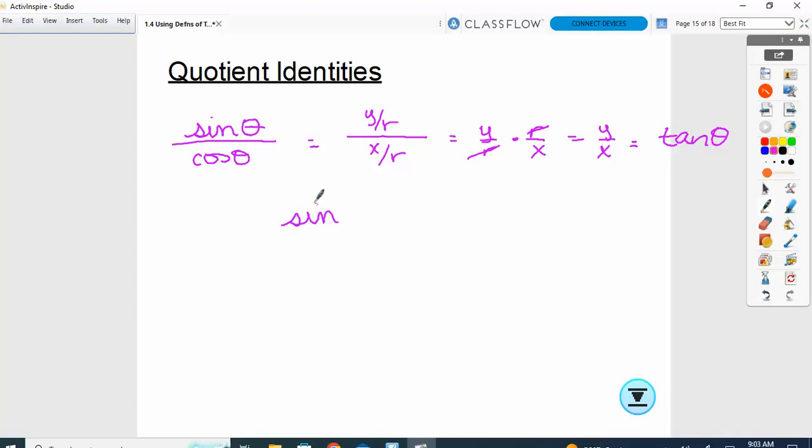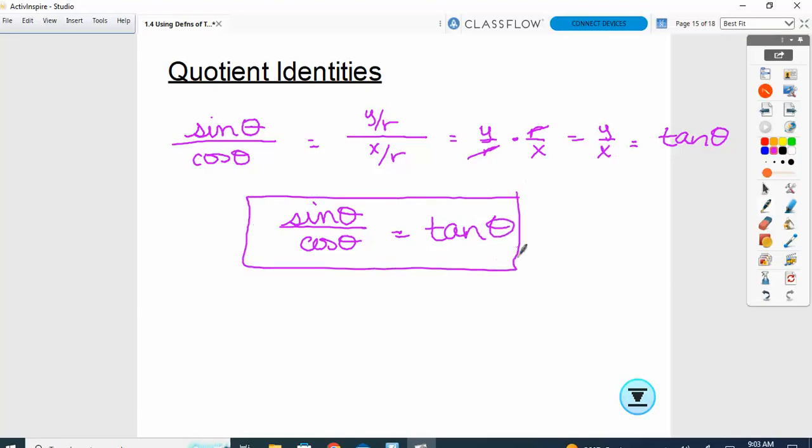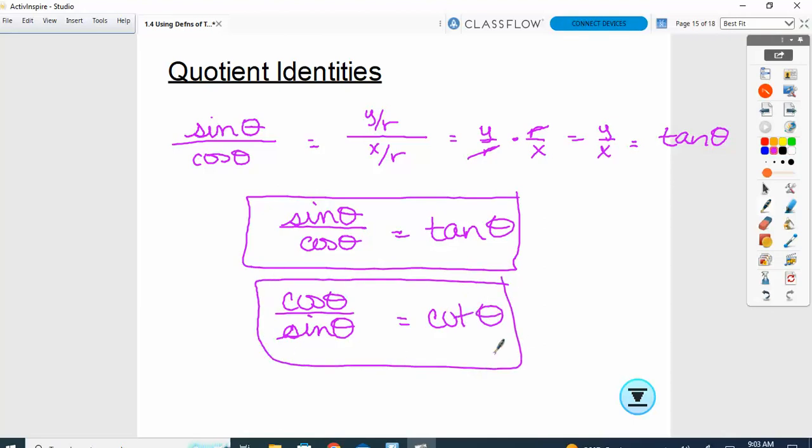So sine theta divided by cosine theta is equal to tangent. If you did the reciprocals then, cosine divided by sine is the reciprocal. What's the reciprocal of tangent? Cotangent. So that's a couple other things we could use to help us along the way. Questions there?